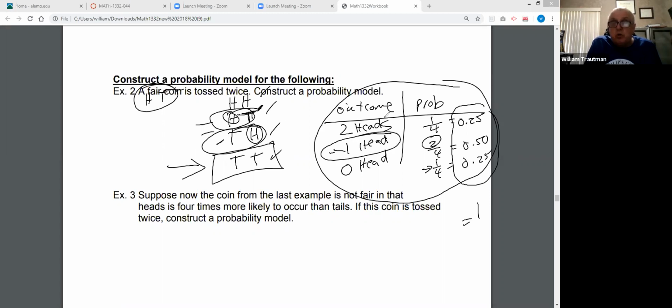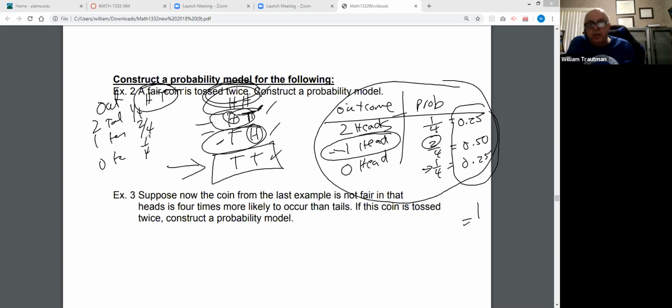So you could have written 2 heads, 1 head, 0 heads as the outcomes, or you could have written 2 tails, 1 tail, and 0 tails. The answer would have been the same. Do you see, 0 tails is only 1 out of 4, 1 tail is 2 out of 4, and 2 tails is 1 out of 4. It still adds up to 1.